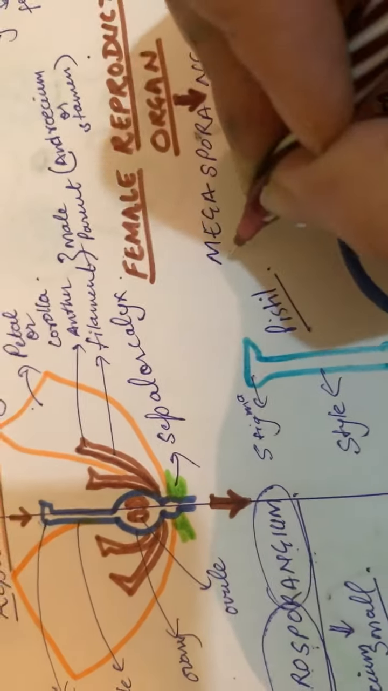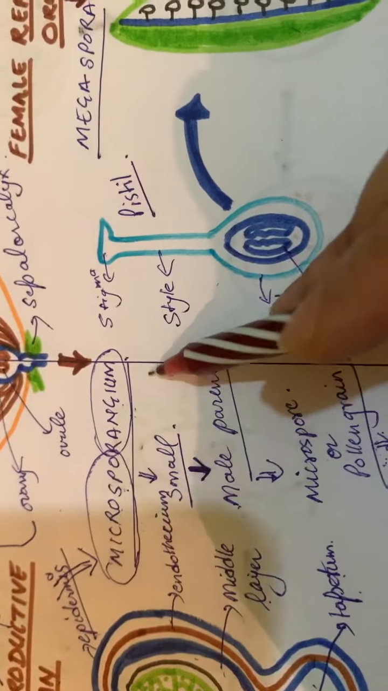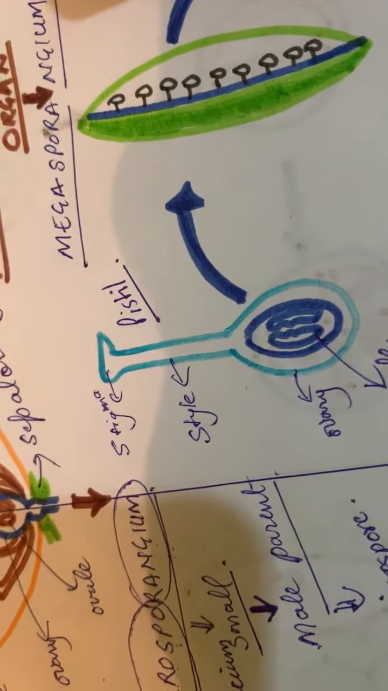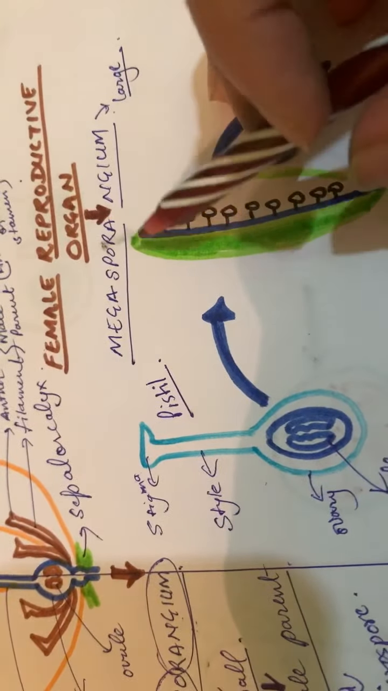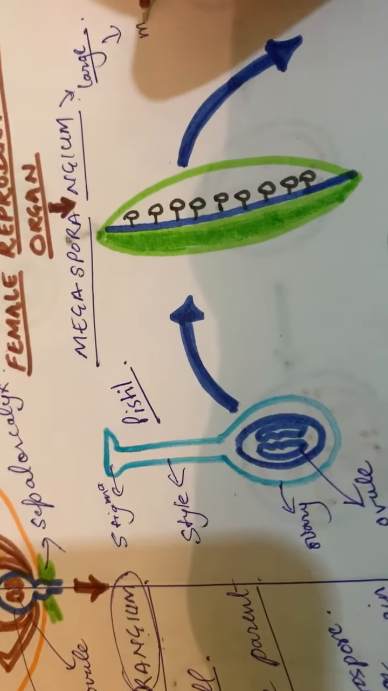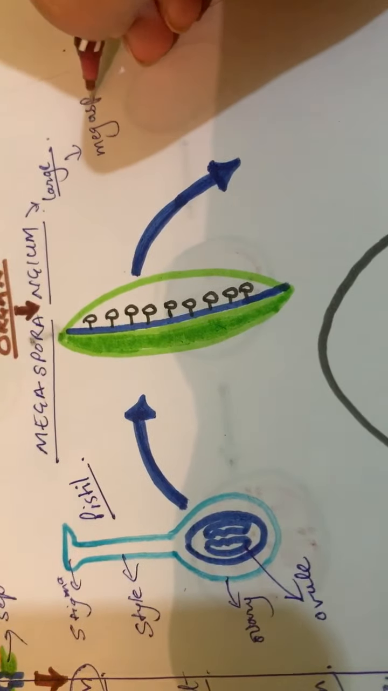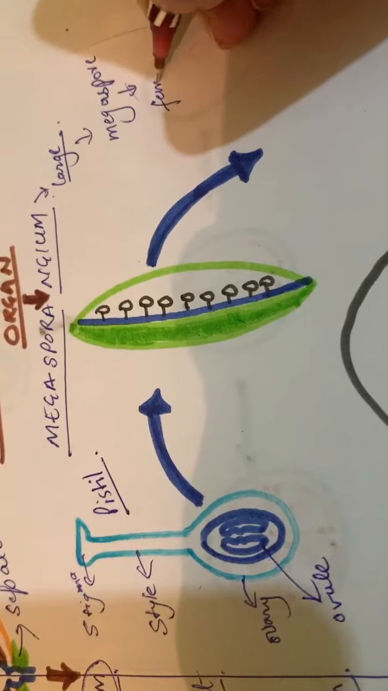It is called megasporangium. Similarly like microsporangium, it is large in size, and thus it is called megasporangium. As it is a megasporangium, it comprises what? Megaspore.